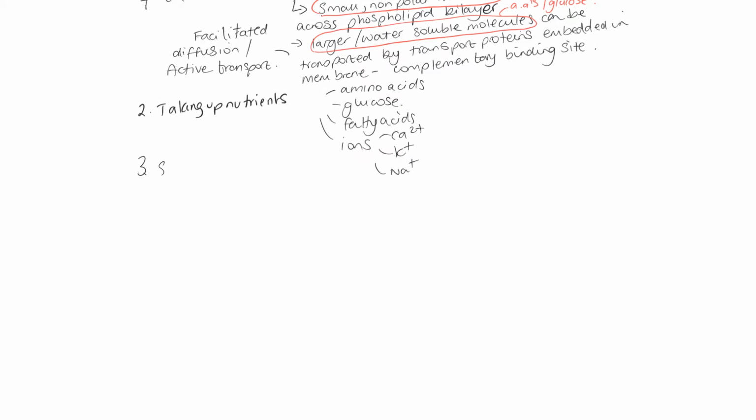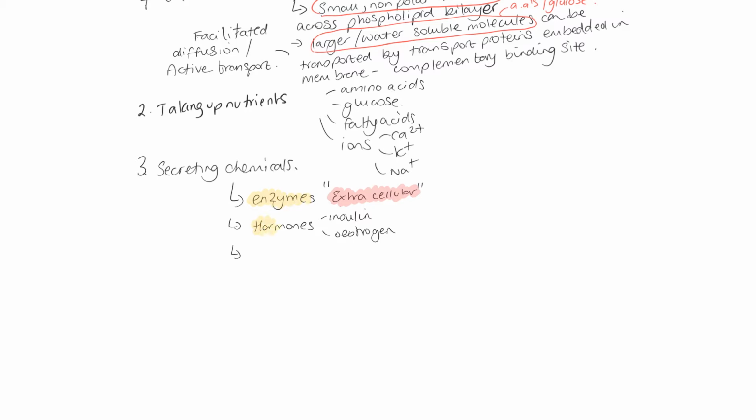Number 3, secreting chemicals. For instance, a cell might secrete an enzyme. Enzymes that are secreted out of cells are known as extracellular enzymes outside of the cell. For instance, enzymes of our digestive system, like pepsin and trypsin, these are extracellular digestive enzymes that are secreted by cells. Some cells in your body are important for secreting hormones. For instance, insulin is secreted from cells in your pancreas. Estrogen is secreted from cells in your ovaries.